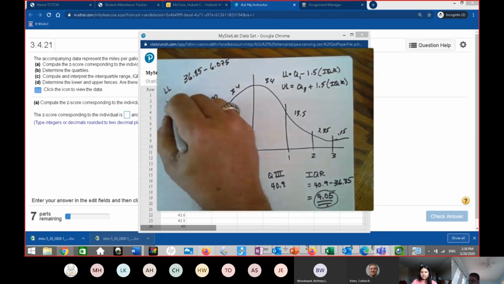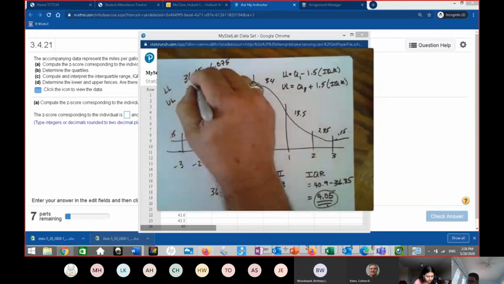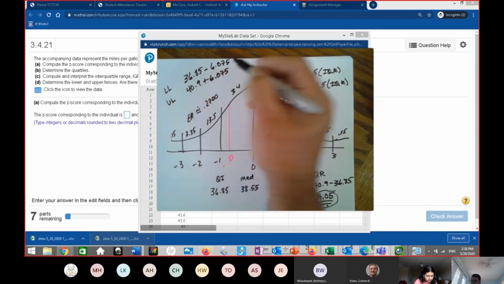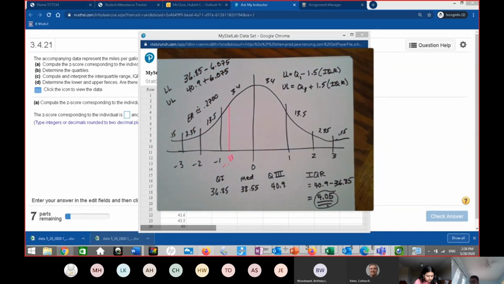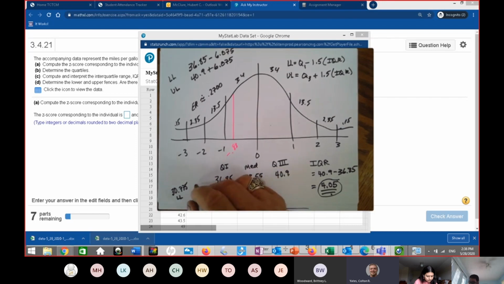And your upper limit is 40.9 plus 6.075. Now somebody give me the lower limit. That is 30.775. 30.775 is your lower limit. Somebody give me the upper limit. 46.975. Now, what does that do?